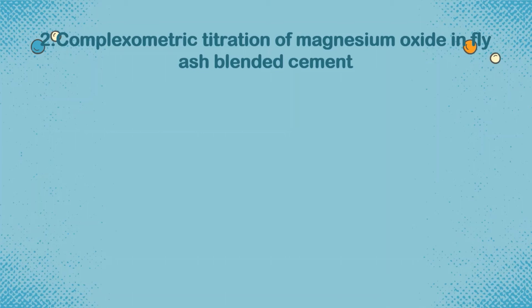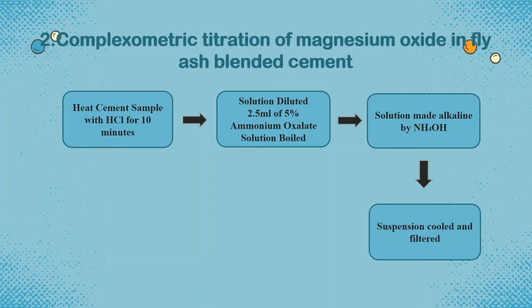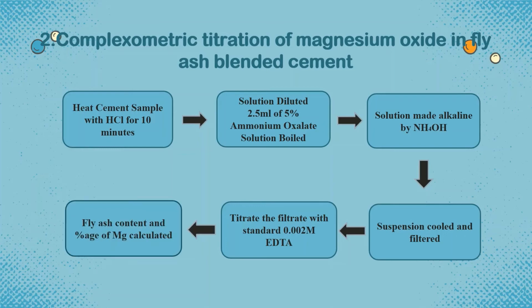Our next application is determination of magnesium oxide and fly ash in blended cement through complexometric titration, which involves a series of steps, and we'll discuss the steps in detail. The first one is heating the cement sample with hydrochloric acid for 10 minutes. Then we make the solution dilute by adding 2.5 ml of 5% ammonium oxalate solution, which is boiled. Now, in order to make the solution alkaline, we add ammonium hydroxide, which forms a suspension. That suspension is cooled and filtered. That filtrate is then titrated with standard 0.002 molar EDTA, and fly ash content and percentage of magnesium can be calculated.